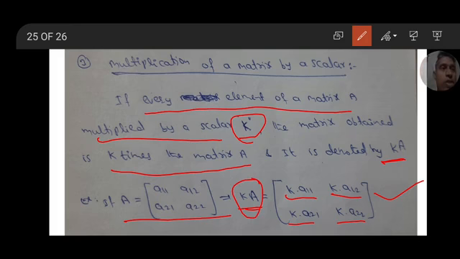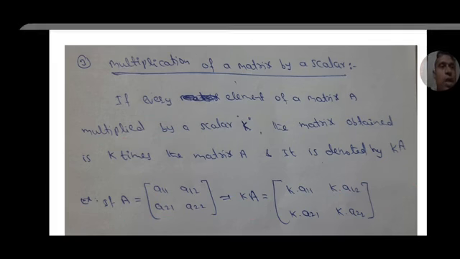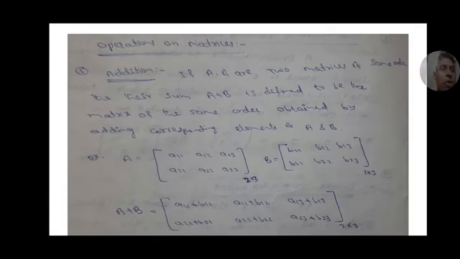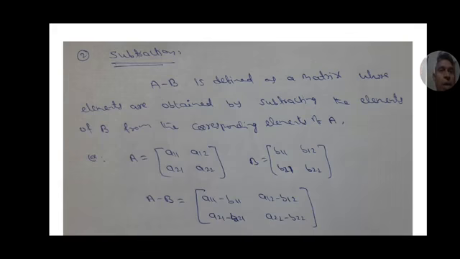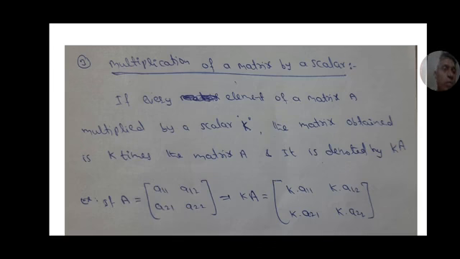These are the operations. First one is addition. Addition means they must be of the same order and corresponding elements are added. Subtraction means the same order, and corresponding elements are subtracted. Scalar multiplication means every element is multiplied with k.